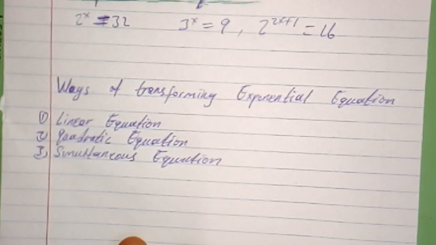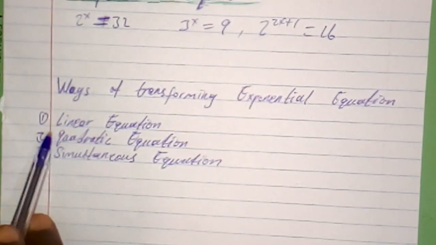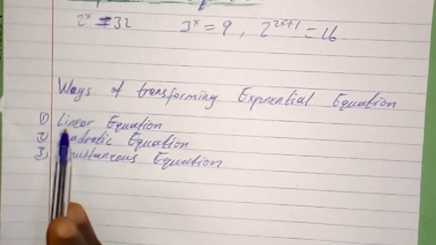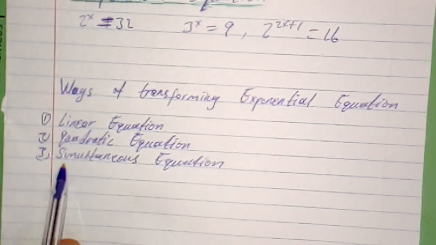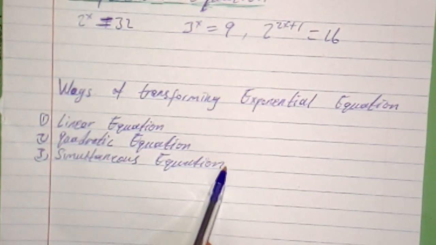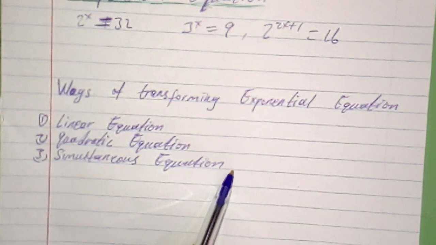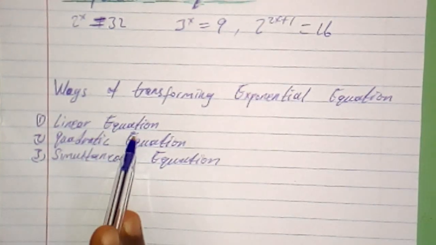Now we move to ways of transforming exponential equations. Basically, there are 3 ways of transforming an exponential equation. That means an exponential equation can be transformed into a linear equation, into a quadratic equation, and into simultaneous equations. Please stick with this video. Keep on watching. We'll see how to transform an exponential equation into a linear equation.